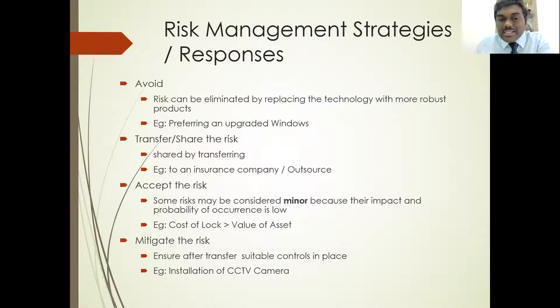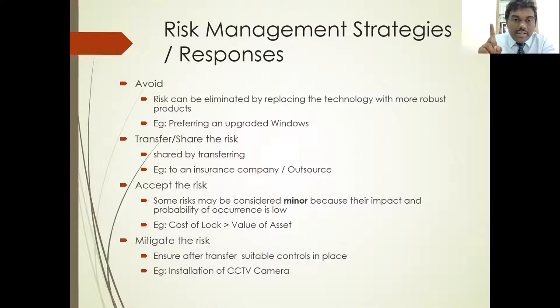Now accept the risk. Accept the risk is where you consider the risk to be minor. It's too small. We just live with it. And last is mitigate the risk. Mitigation of the risk is where you believe that by using some technique or some method, you can overcome that risk. It's called mitigation of the risk. In the case of mitigation, you are actually applying the control.